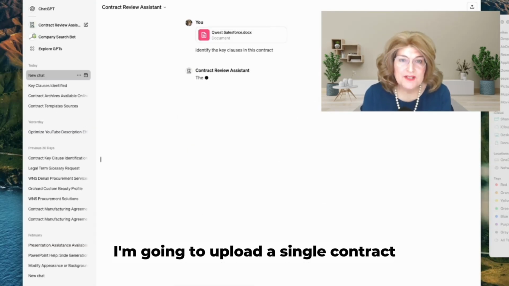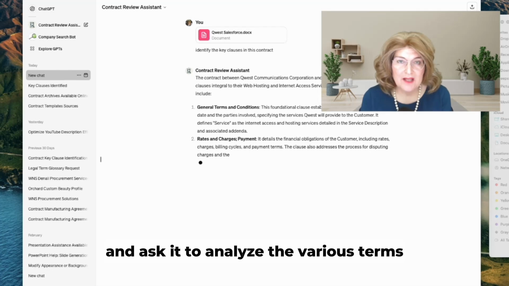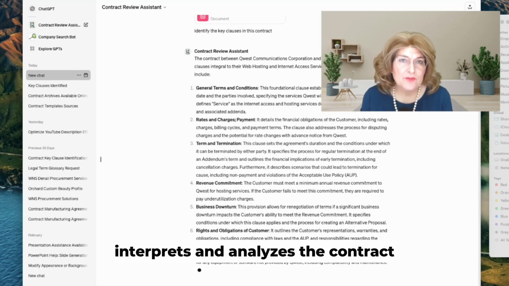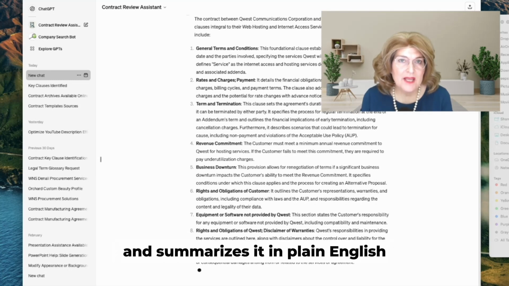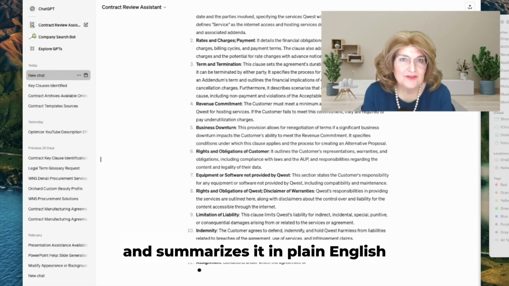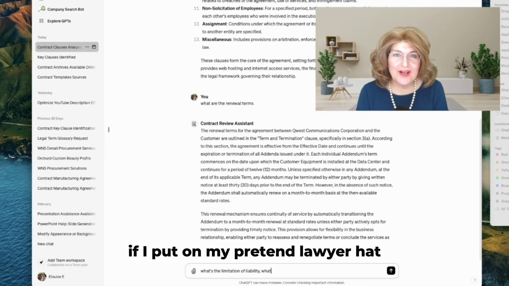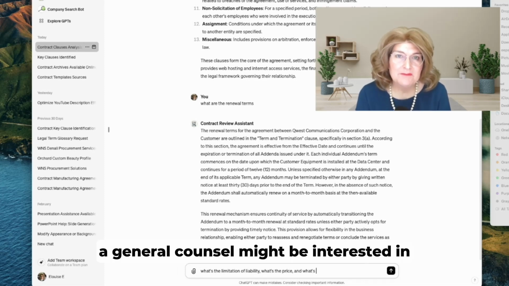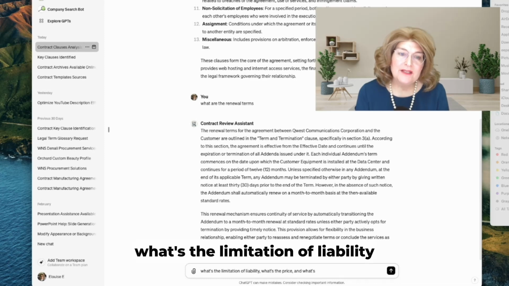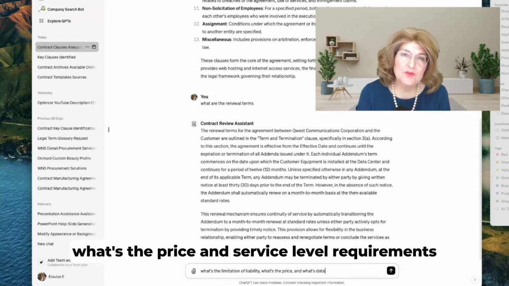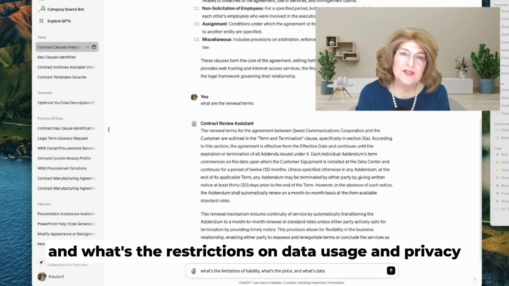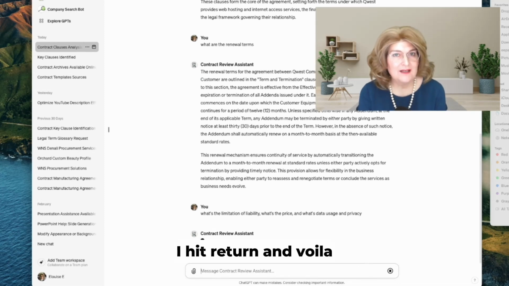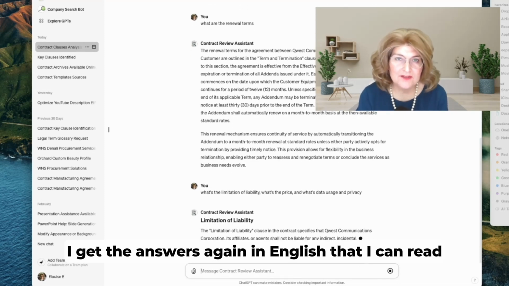I'm going to upload a single contract and ask it to analyze the various terms. And as you can see, it reads through, interprets, and analyzes the contract and summarizes it in plain English. If I put on my pretend lawyer hat, here are three relevant questions a general counsel might be interested in. What's the limitation of liability? What's the price and service level requirements? And what's the restrictions on data usage and privacy? I hit return and voila, I get the answers. Again, in English that I can read.